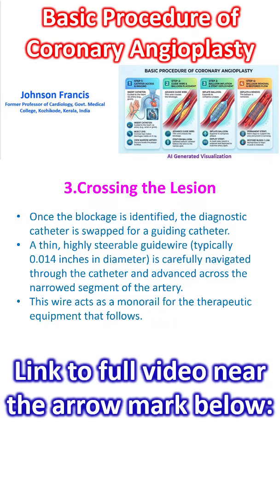Crossing the lesion. Once the blockage is identified, the diagnostic catheter is swapped for a guiding catheter. A thin, highly steerable guide wire, typically 0.014 inches in diameter, is carefully navigated through the catheter and advanced across the narrowed segment of the artery. This wire acts as a monorail for the therapeutic equipment that follows.